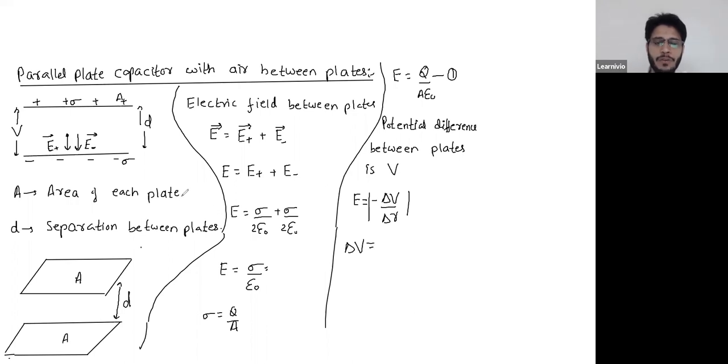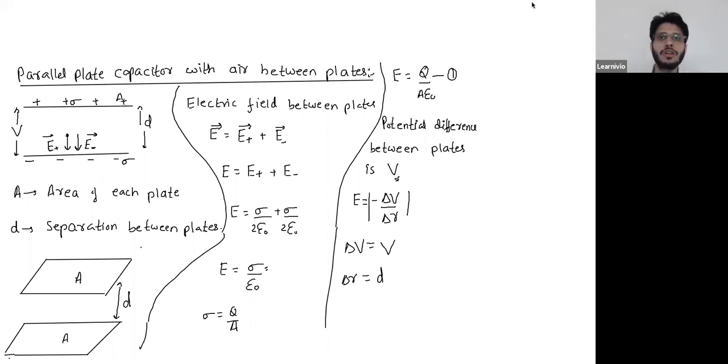Fatma, what is the value of delta V here? What is the potential difference between the plates? Fatma, what is the value of potential difference between the plates, delta V? Afroza, what's the value of potential difference between the plates? No idea? See, this V is the potential difference. This is V. Okay, Fatima, what is the separation between the plates, delta R? D. Yes, the separation between the plates is D.